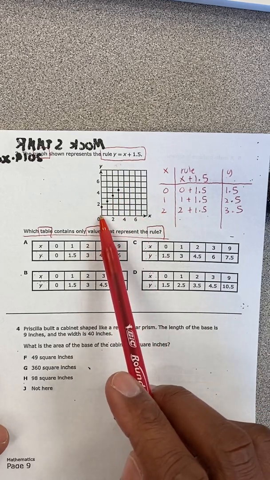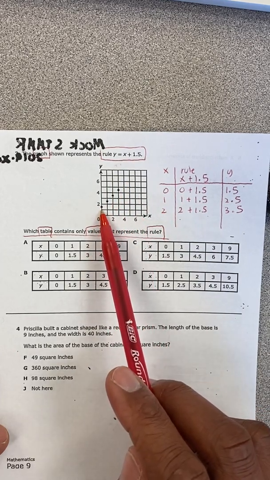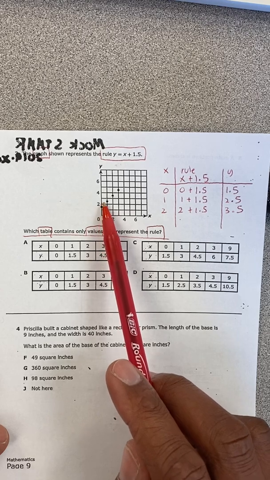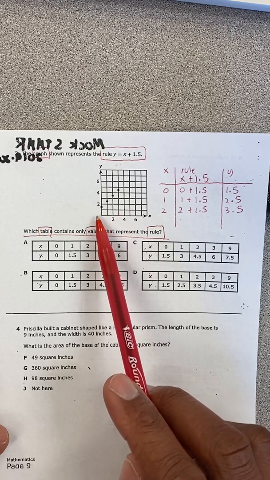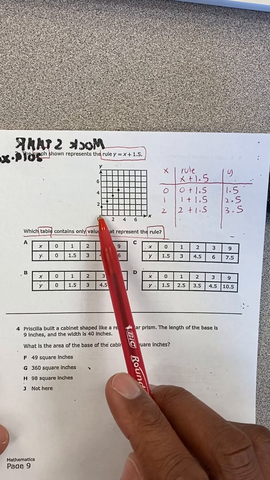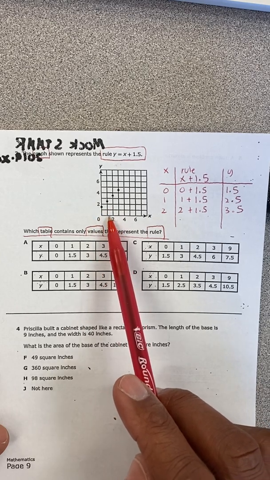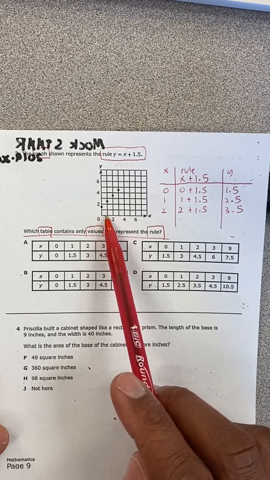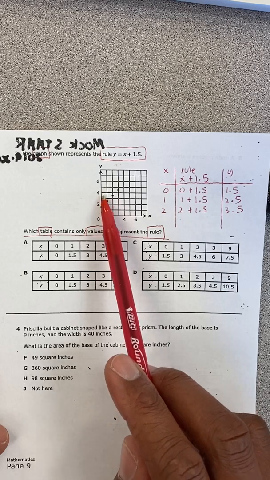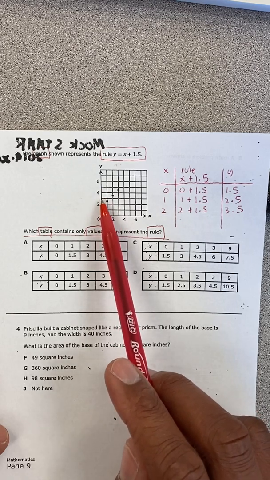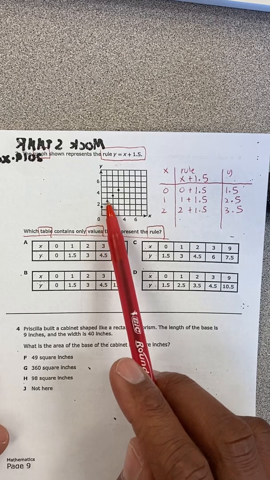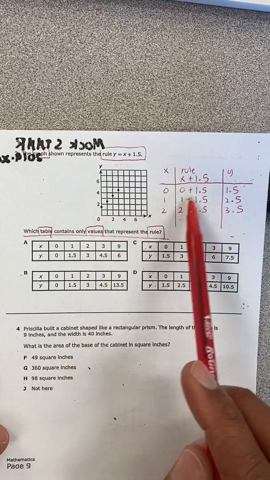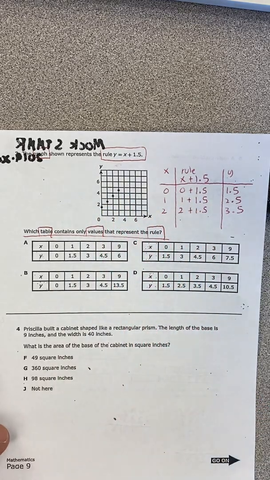So in between 0 and 2 is 1, and in between 1 and 2 is 1 5/10. So that's 0, 1 5/10. In between 0 and 2 is 1, so I go over 1. In between 2 and 4 is 3, and in between 2 and 3 is 2 5/10. So that point matches as well. So it looks like my chart matches my graph.